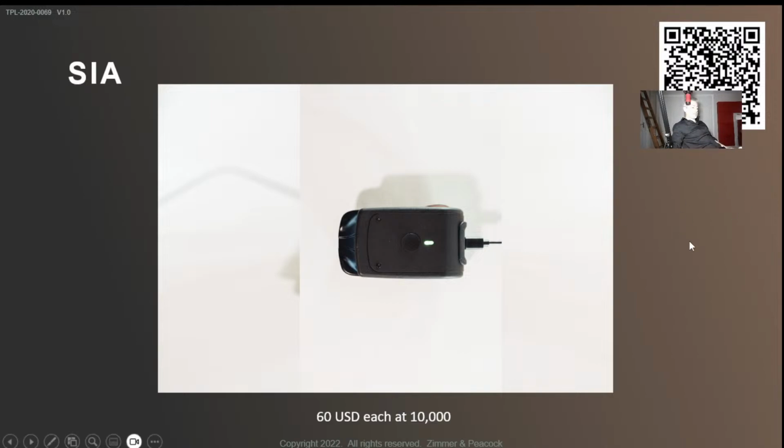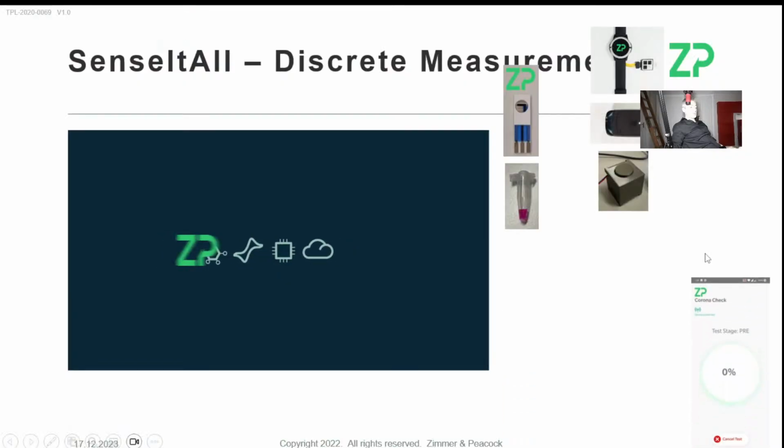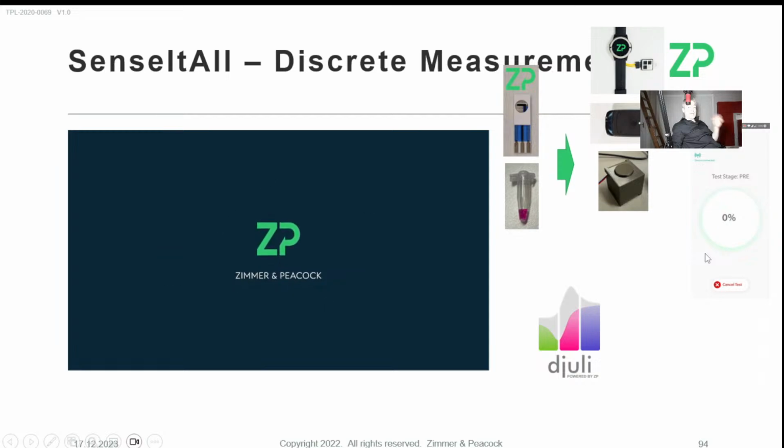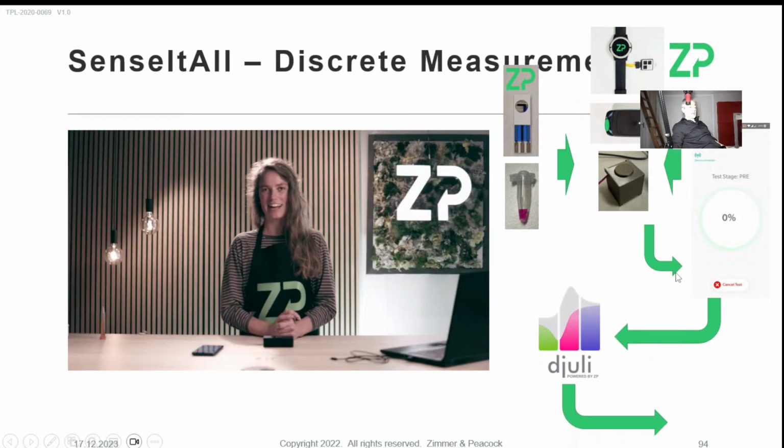So we can get it down to quite low cost. And the whole platform is designed to basically work with apps. The app is called Sense It All. It's already available on the web store. I will talk about that in a minute. The app talks to a cloud system.